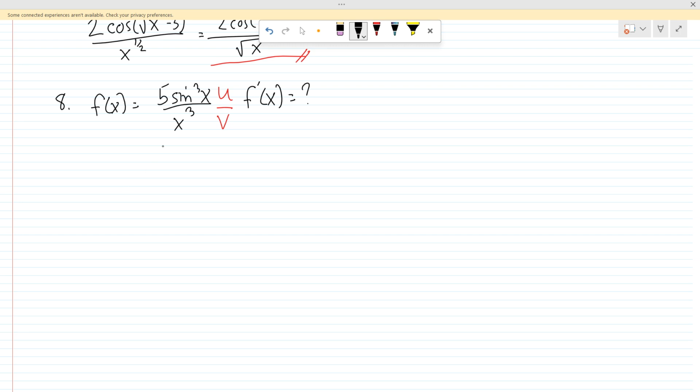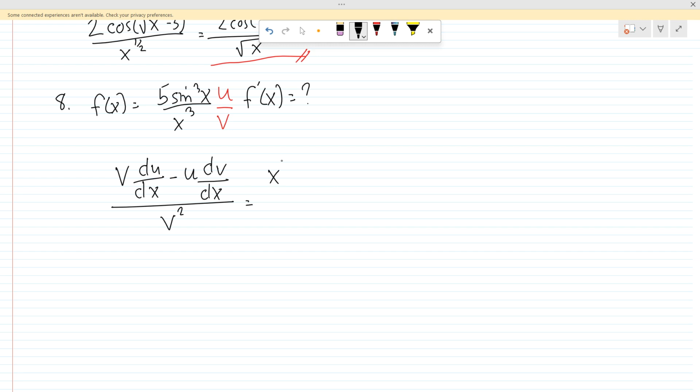Okay, Mr. Almo. The quotient rule: v times the derivative of u with respect to x, minus u times the derivative of v with respect to x, all over v squared. Okay, so again, guys, you need the formula. So we are just going to substitute our values here. So what is our v?